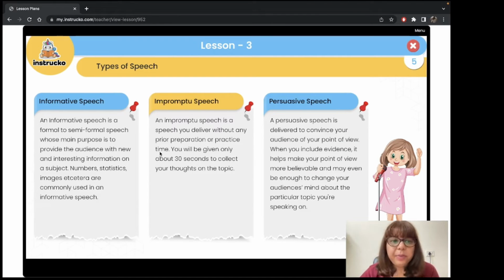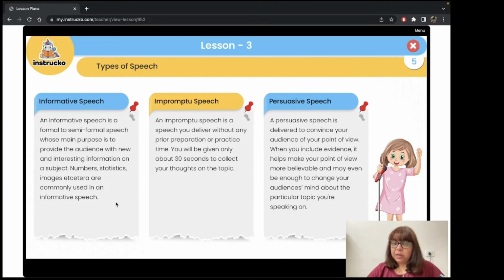Now, an informative speech. An informative speech is a semi-formal speech whose main purpose is to provide the audience with new and interesting information on a subject. Numbers, statistics, images, etc. are commonly used in an informative speech.